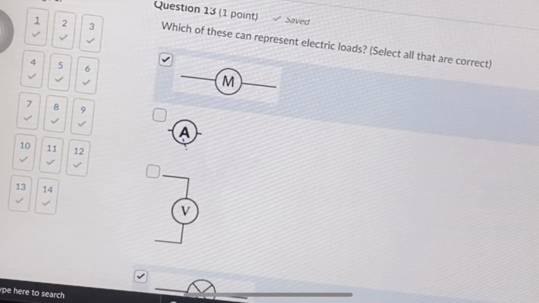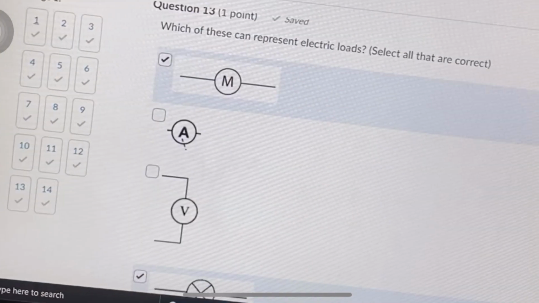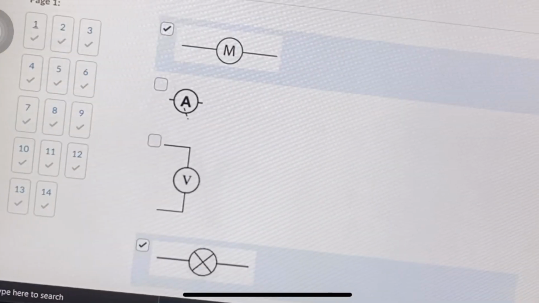And then number 13, which of these can represent electric loads? So basically anything that's taken away from the circuit, which will be a motor, which is option A. Ammeter and voltmeters are not that. And then the last one is representing a bulb, and that does take away from the circuit. So it's a load. So motor and light bulb, that's what those two represent. Better picture of it here.